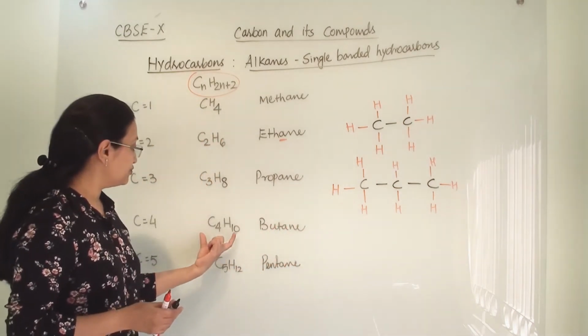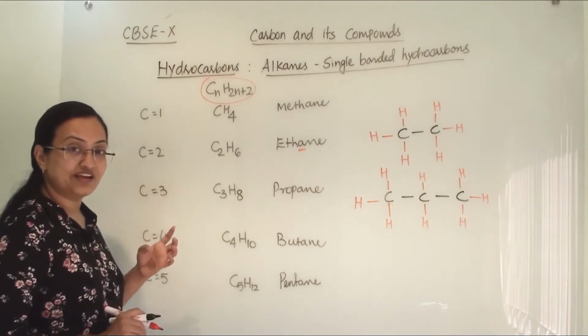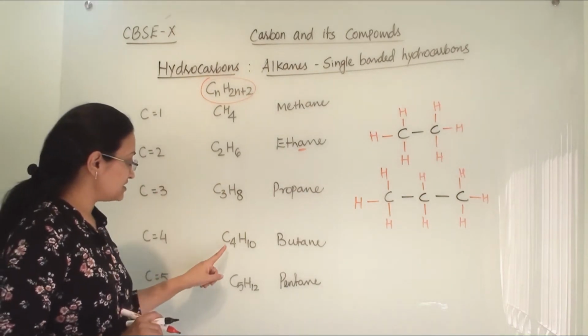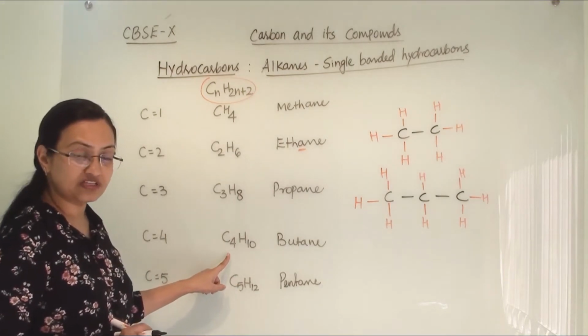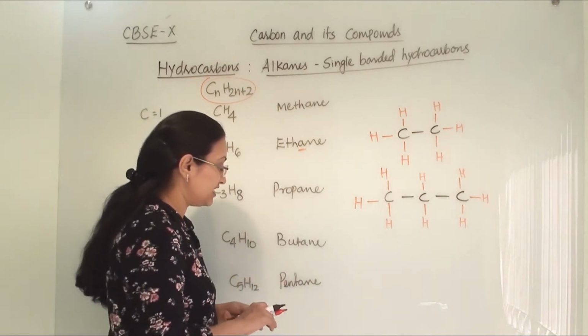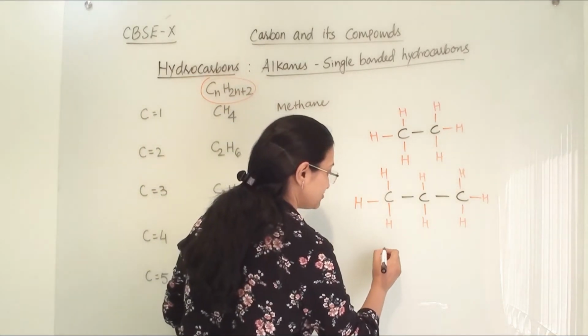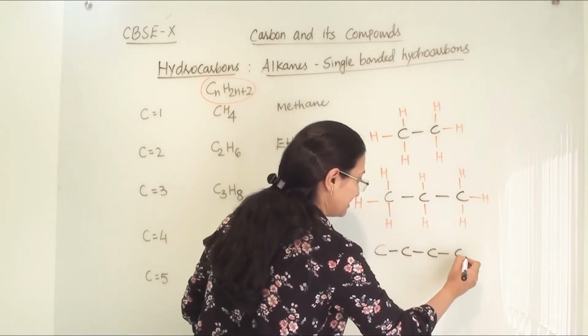Let us go to butane. When C equals 4, when there are 4 carbon atoms, then it is C4H10. The fourth alkane hydrocarbon is butane. The name of that is butane. Now how to write the structural formula? First we will write 4 carbon atoms.